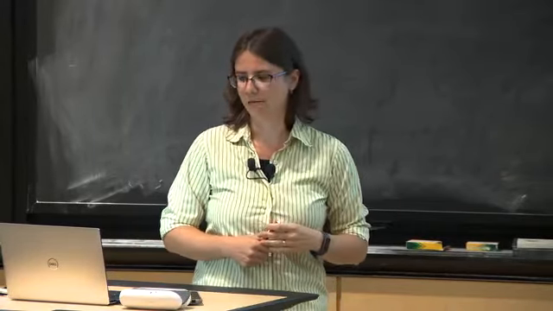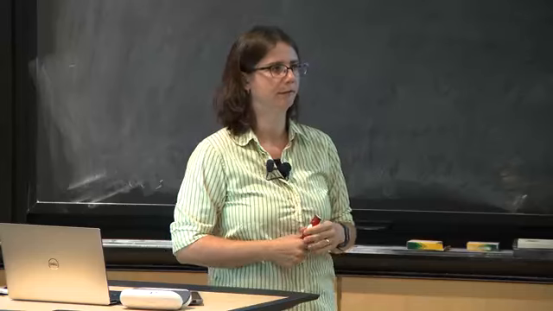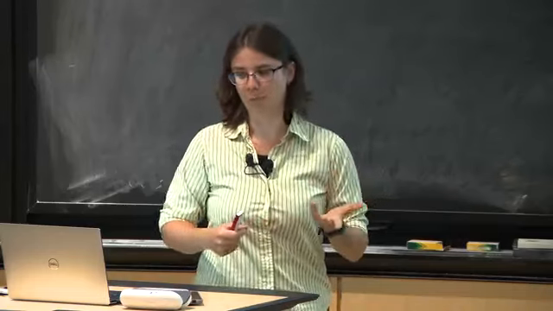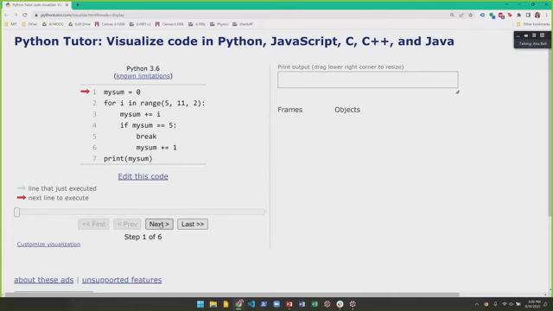5, 7, 9, and we stop, right? Because 11 is end, but we go up to but not including n minus 1. So 5, 7, 9 are the only 3 values we would potentially loop over.